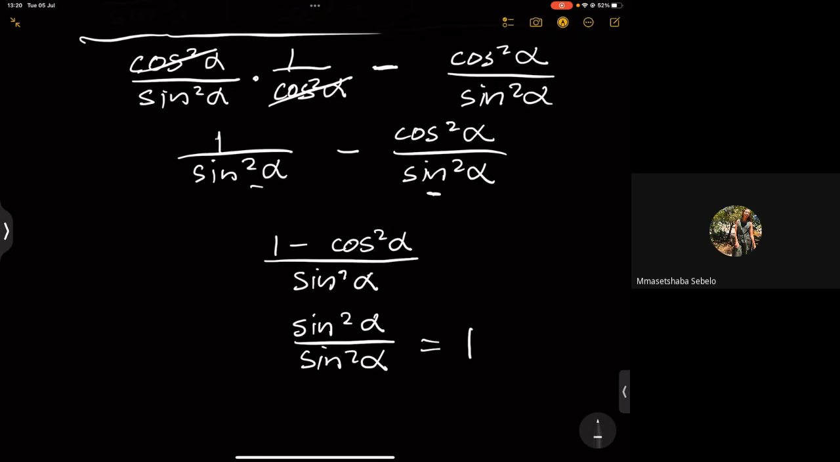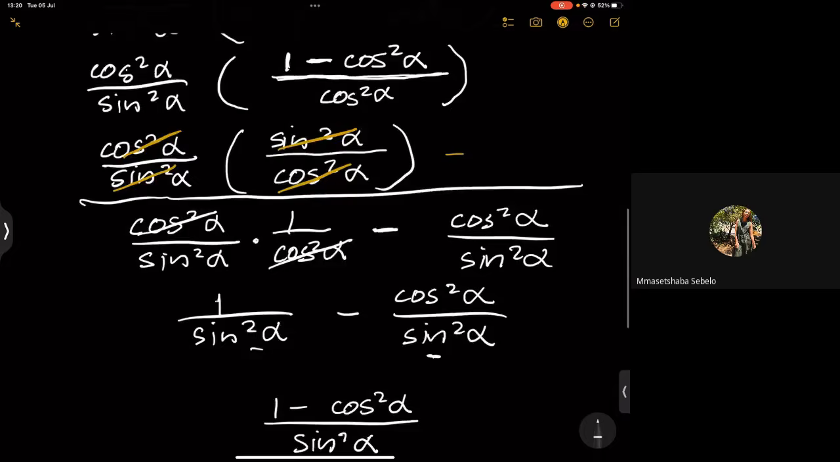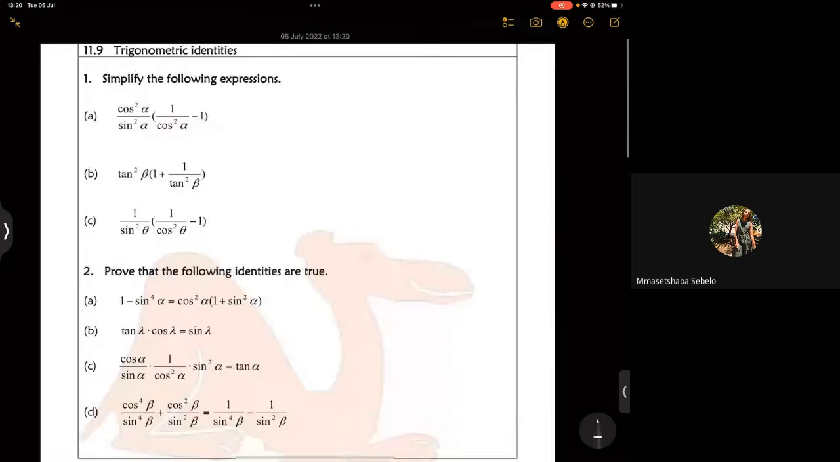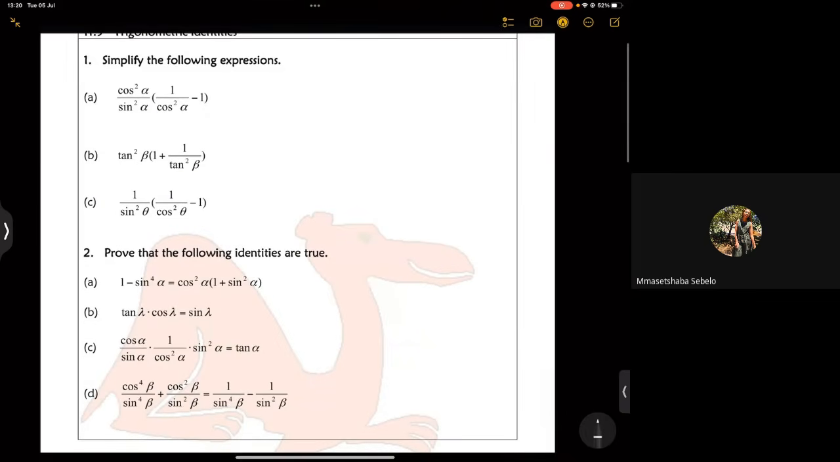Okay. I'm not sure which one you prefer between the two. I think the second one was a little bit easier, I must admit. But either way, you still get to the same answer. All right, let's go to the second one very quickly.